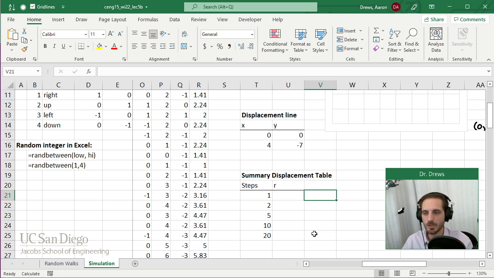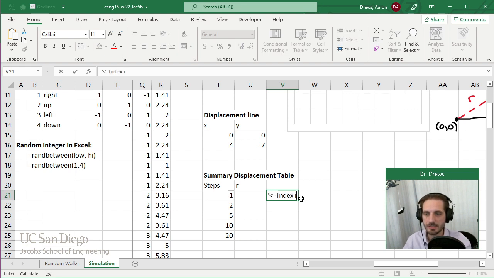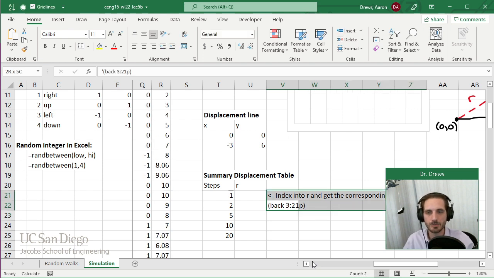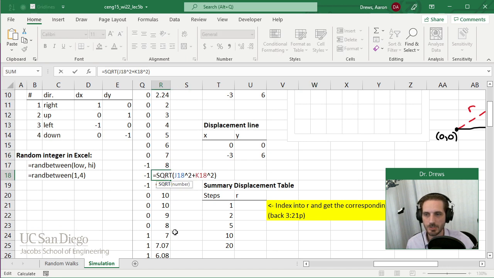What you're trying to do, and I will scooch over to the side a little bit, is index into r and get the corresponding value. So this cell should get the first value of r, this should get the second, this should get the fifth, this should get the 10th, etc. I'm going to give you a little bit of time to try that. Let's come back at about 3:21 and see how far into that indexing procedure you can make it as a little bit of practice here. And I'll double click on the expression that we used for r over here, just so that you can see it.